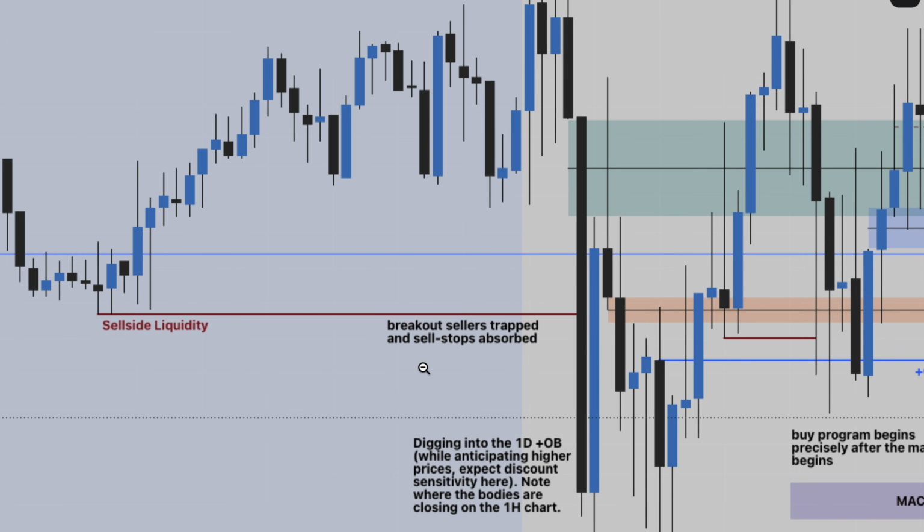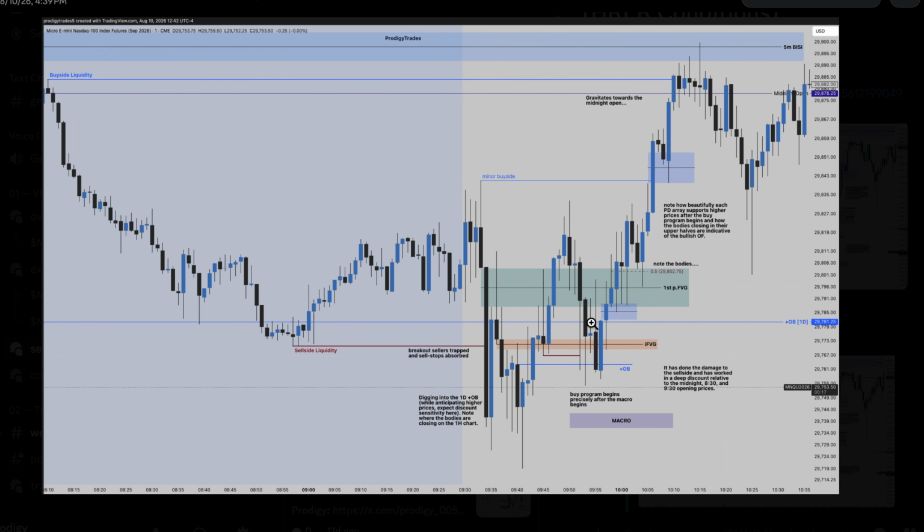I'm able to identify here that it's to trap breakout sellers and absorb the sell stops beneath the sell side liquidity. It's also digging into the daily bullish order block. And since I'm already bullish on the higher time frames, I can expect discount sensitivity here. I have specific key levels annotated as well. I have the midnight open up here. I'm using the first presented fair value gap.